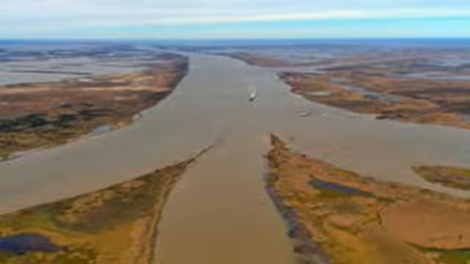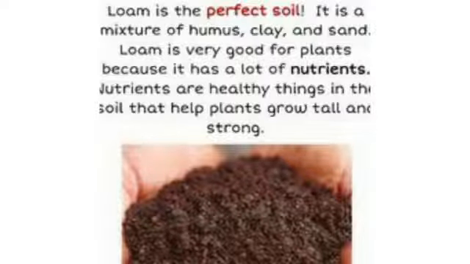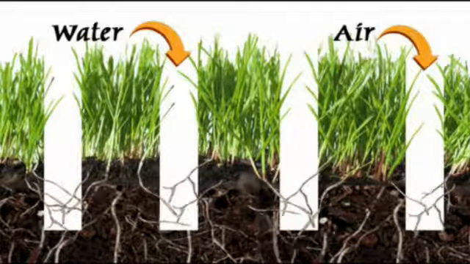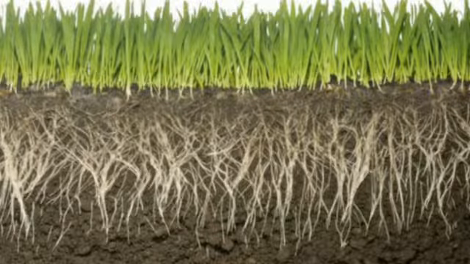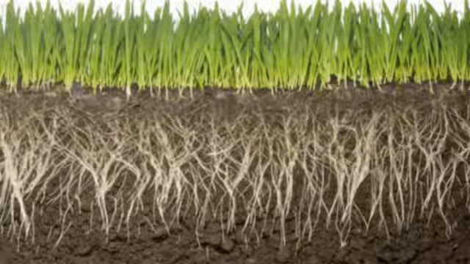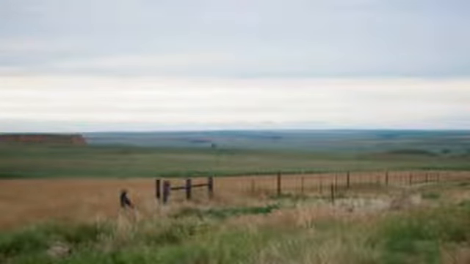Now the last one is loamy soil. The loamy soil is a mixture of sand, clay and humus. This soil retains some water and lets extra water pass through completely. Plants get sufficient minerals from this soil. So, it is the best soil for the growth of plants. Loamy soil is found in plains and plateaus.